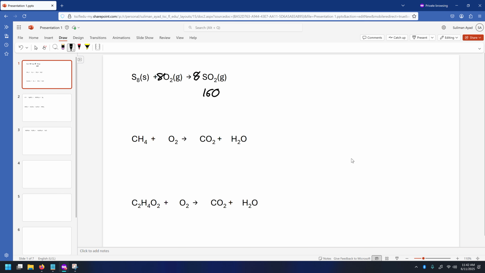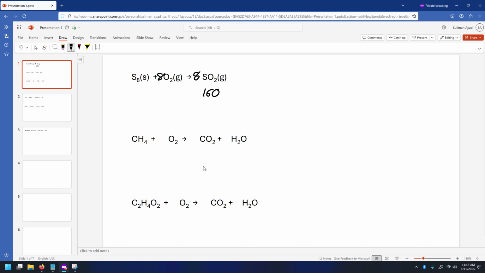Now, this is a type of problem we call a combustion reaction. Combustion reactions in general are whenever you combine a hydrocarbon, that is something that is made up of primarily carbon and hydrogen, with oxygen in the presence of heat, and it's going to convert into 2 new compounds, CO2 and H2O, carbon dioxide, and of course, water.